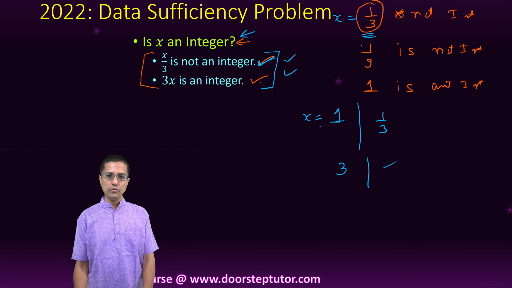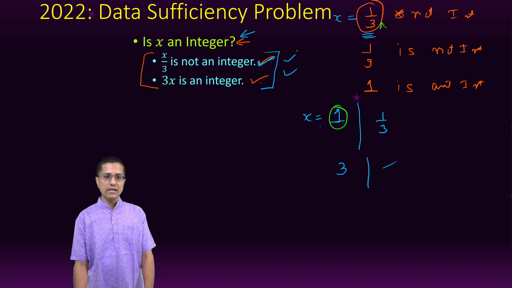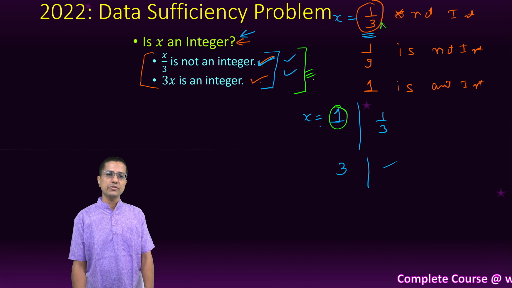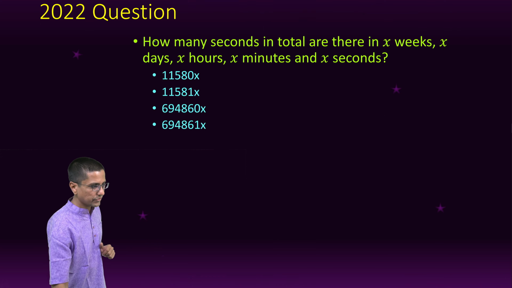Okay, so no matter whether I start with an integer or whether I start with a fraction, in both of those cases these two statements become true. So therefore, by just using these two statements, I cannot conclude whether my original number is an integer or not. Okay, so that was a data sufficiency.